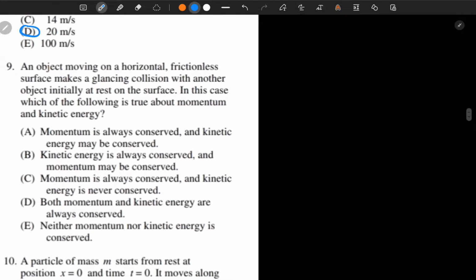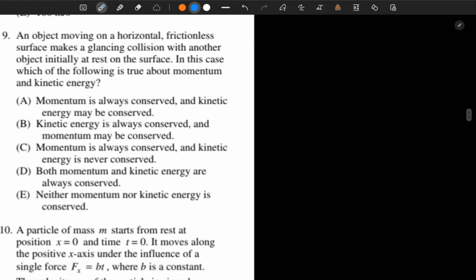Next, suppose we have an object moving on a horizontal frictionless surface, which then makes a glancing collision with another object initially at rest on that surface. In this case, which of the following is true about momentum and kinetic energy? Well, when it comes to these collisions, we know that momentum is always conserved. So that eliminates any of these answers where it says that momentum is not conserved.